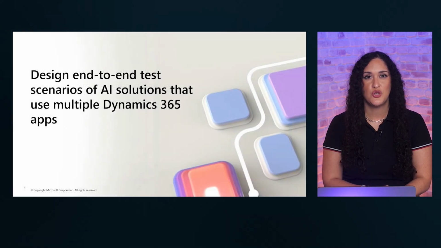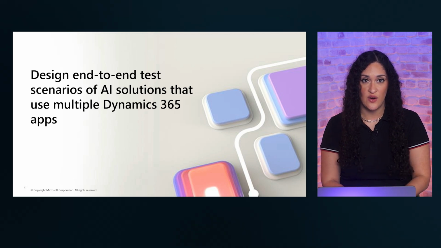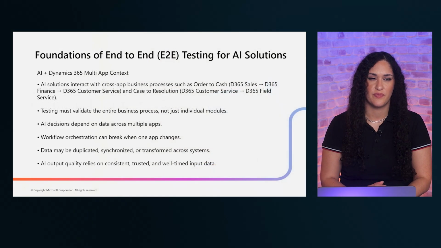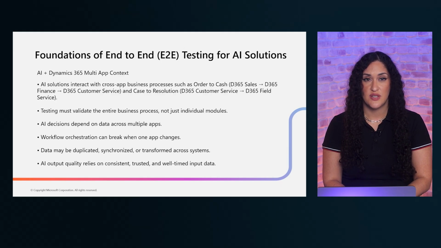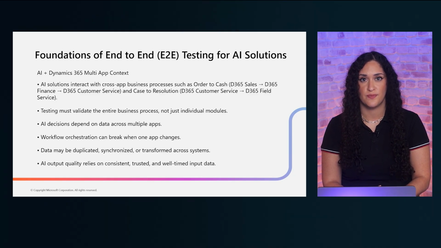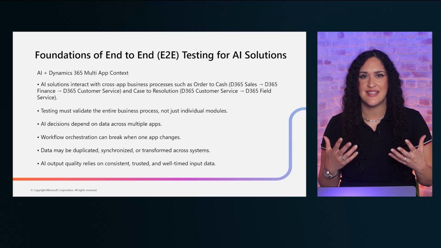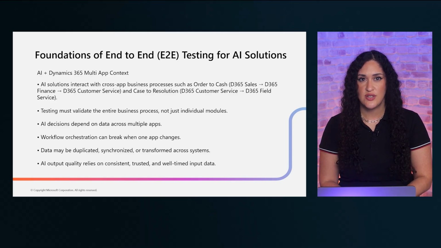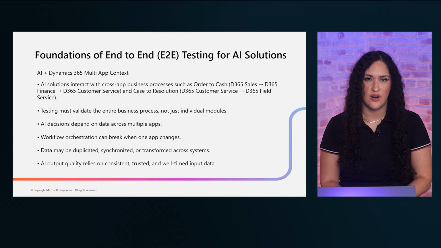Now we're stepping up to one of the most complex challenges, designing end-to-end test scenarios for AI solutions that span multiple Dynamics 365 apps. In a multi-app Dynamics 365 environment, AI solutions interact with cross-app business processes like order-to-cash and case-to-resolution. This creates unique testing challenges. AI decisions depend on data flowing across multiple apps. Workflow orchestration can break when even one app changes.